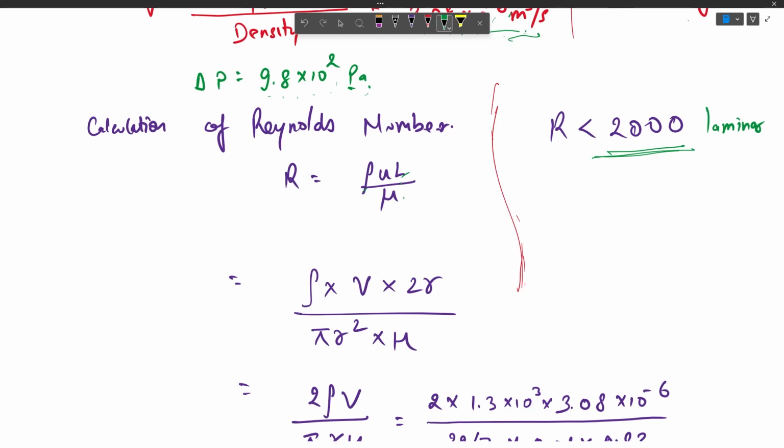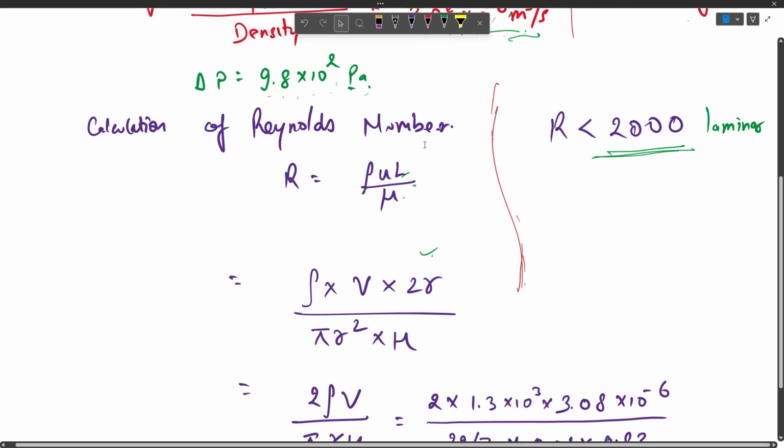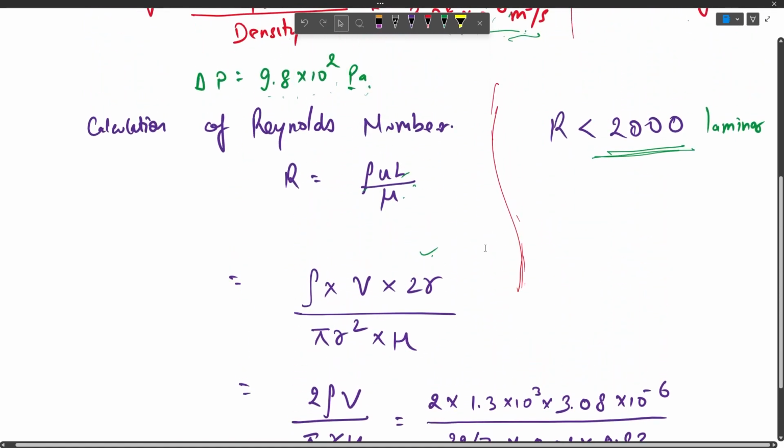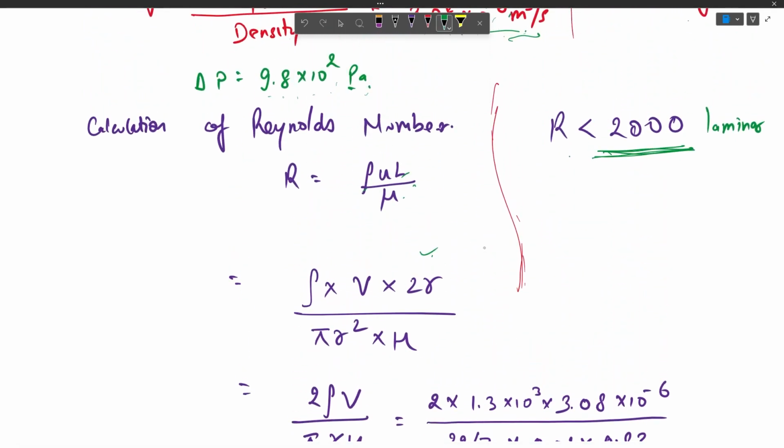So converting this expression for volumetric flow rate, we get the expression rho times volumetric flow rate multiplied with 2r divided by pi r square multiplied by viscosity. So using this expression we find out that Reynolds number comes out to be about 0.3. Since 0.3 is much less than 2000, the flow is said to be laminar flow.